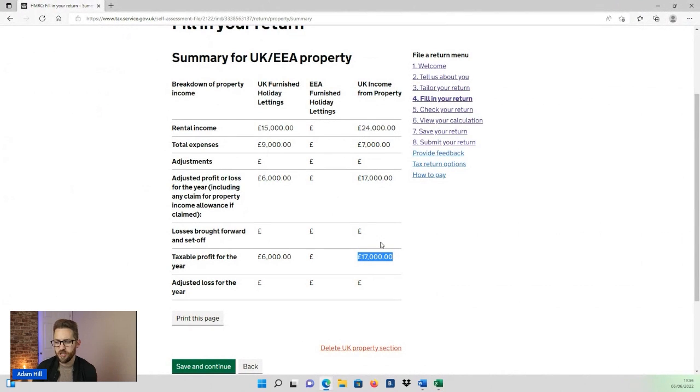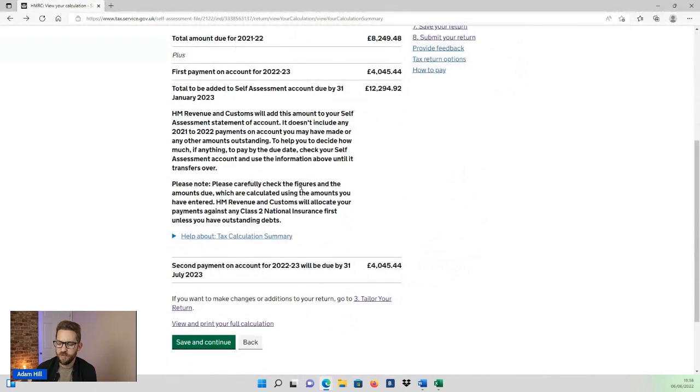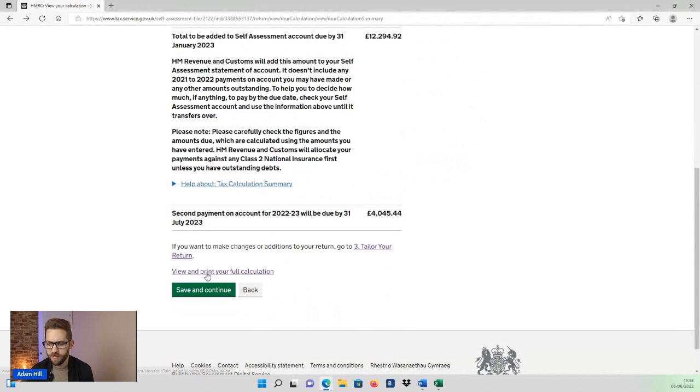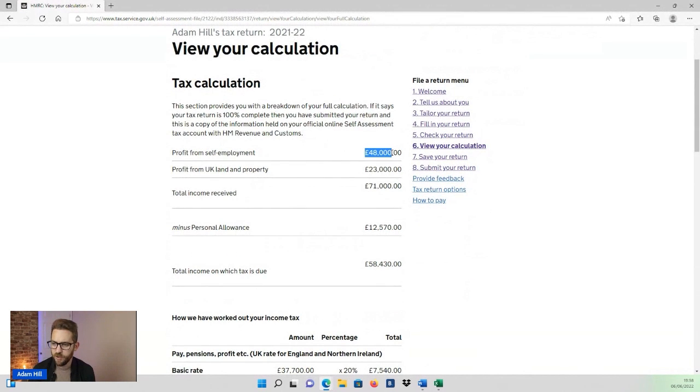So I'm also just going to show you where that loan interest comes into play. And you can do this by skipping to the end of the return to view your calculation. You'll want to scroll to the bottom of the page. This does give us a little bit of information about how much tax is due and by when. But at the very bottom, you can see view and print your full calculation, which is what we want to do. You'll see on here our total income and profits from UK self-employment, and then from land and property, which is what we've just entered.